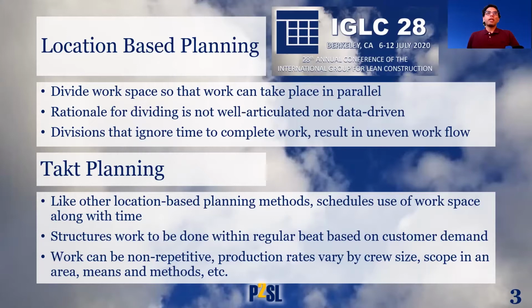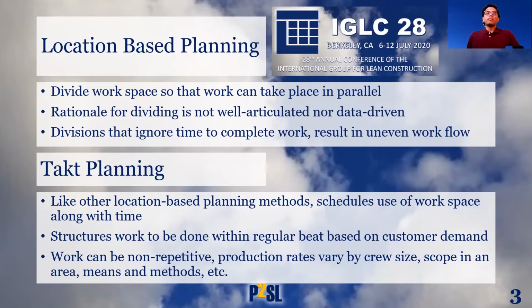And this is where task planning comes in, which is also a location-based planning method, scheduling space along with time. But an important objective of task planning is to deal with the unevenness in a production system and to create flow. This is achieved through structuring the work so that tasks can be completed within the time of a regular beat, determined based on customer demand, with the trades involved moving through the space sequentially from zone to zone.